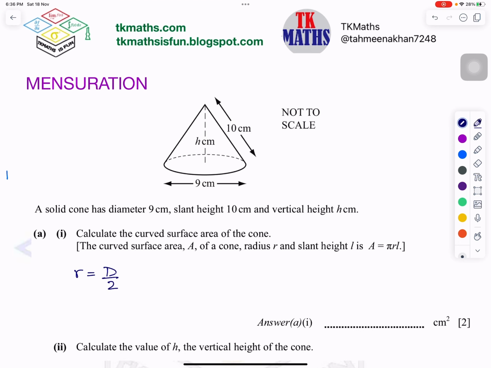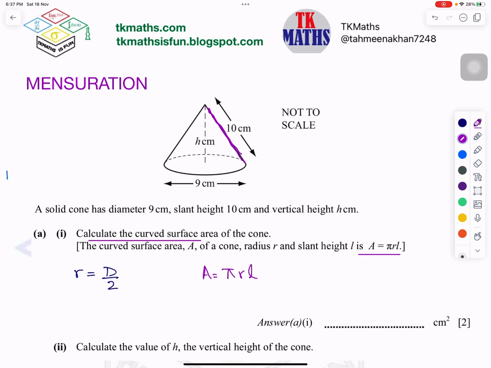It is about a solid cone with diameter 9 centimeter, slant height 10 centimeter and vertical height h. The first part of the question asks you to calculate the curved surface area of the cone. What is the curved surface area? Whatever the area is in the surrounding of this cone, that is called curved surface area. And what is the formula? It is also given to you here, pi RL, where L is the slant height of the cone.